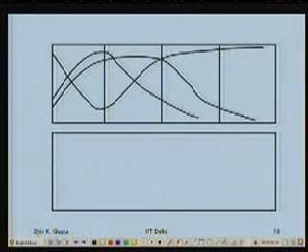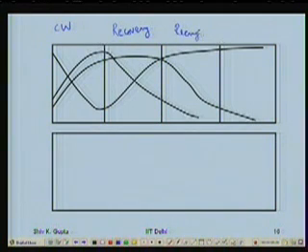Alright, let me now show you what happens to the structure and then the properties. Here is the temperature axis. On this axis, let us say this is cold working. This is the region of recovery, the region of recrystallization, and this is the region of grain growth.